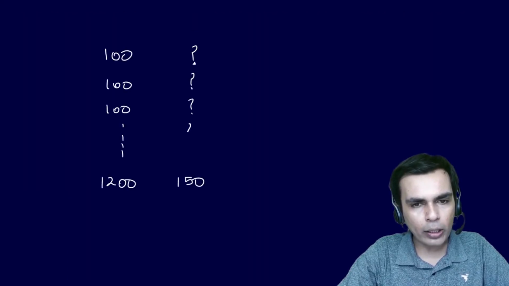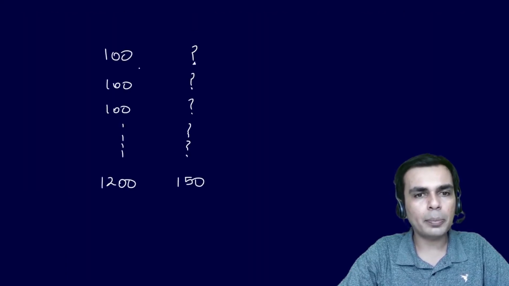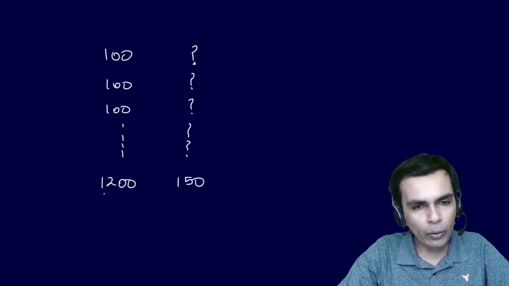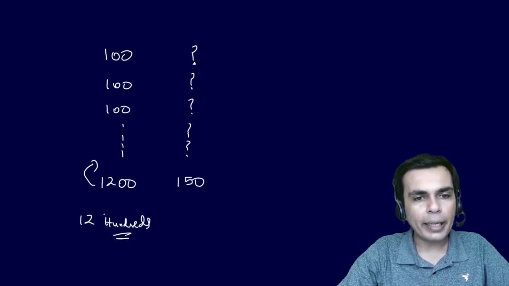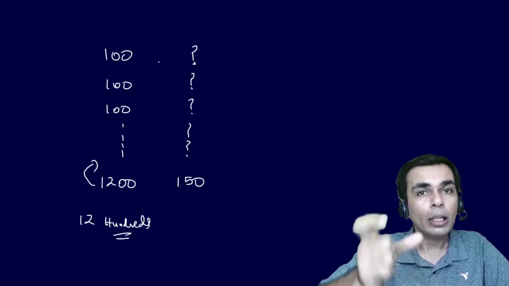I don't know what this is, but I know that I need to find out the profit for every 100. Now I know in 1200, 12 hundreds fit. So I can say profit will also be multiplied 12 times because this is profit per 100. If there are 12 hundreds, then 12 times the profit.